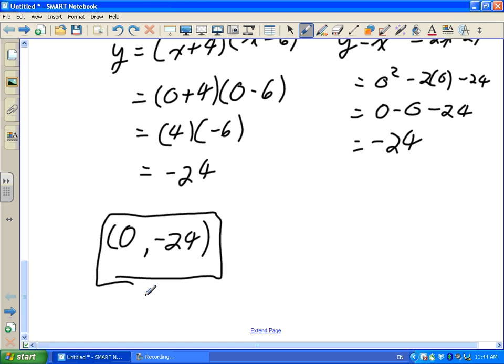Many of you guys put negative 25. That's where the vertex was. Not quite.